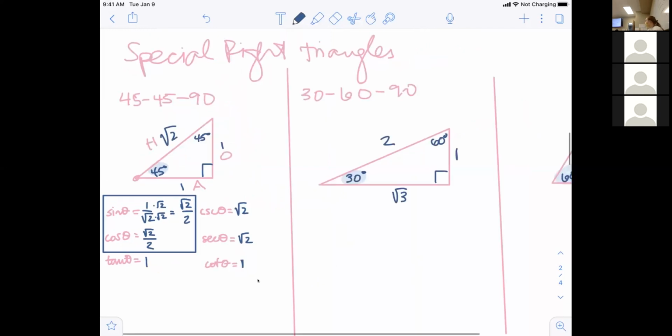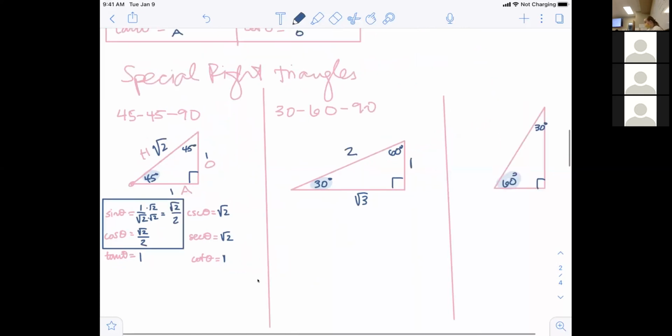Same thing with the other shape, it's just flipped. So now my 1 is still across from 30, but now it's on the bottom, it's not on the right. My hypotenuse is still in the same place, so 2 is in the same place. And then across from 60 is my root 3. All right, now I'm going to zoom in and do my sine, cosine, tangent, cosecant, secant, cotangent of all of those. So I will zoom in just so you can fill in yours.